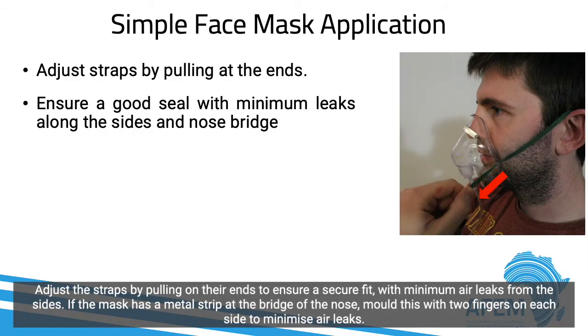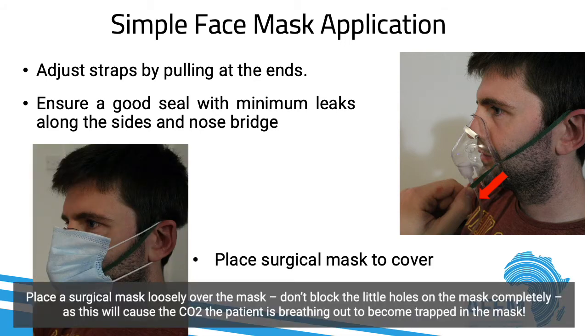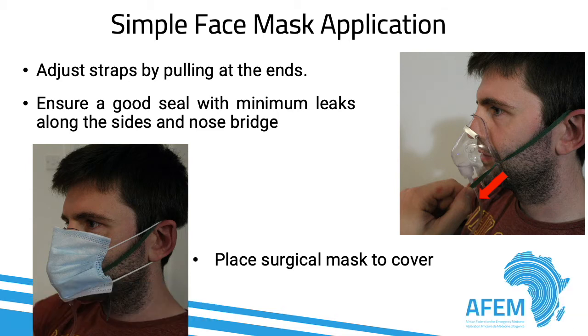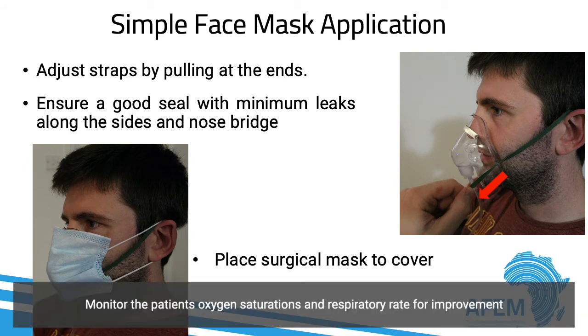Adjust the straps by pulling on their ends to ensure a secure fit with minimum air leaks from the sides. If the mask has a metal strip at the bridge of the nose, mold this with 2 fingers on each side to minimize air leaks. Place a surgical mask loosely over the mask. Do not block the little holes of the mask completely, as this will cause the CO2 the patient is breathing out to become trapped in the mask. Monitor the patient's oxygen saturations and respiratory rate for improvement.